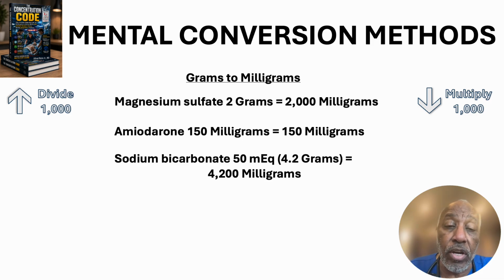For most clinical drug amounts, the numbers are small enough that this is instantaneous. Magnesium sulfate is commonly ordered as 2 grams. That's 2,000 milligrams. Amiodarone, 150 milligram loading dose, you're already in milligrams. No conversion is needed. Sodium bicarbonate, 50 milliequivalents, is a different unit entirely. But when you see it expressed as 4.2 grams, you know immediately that's 4,200 milligrams.